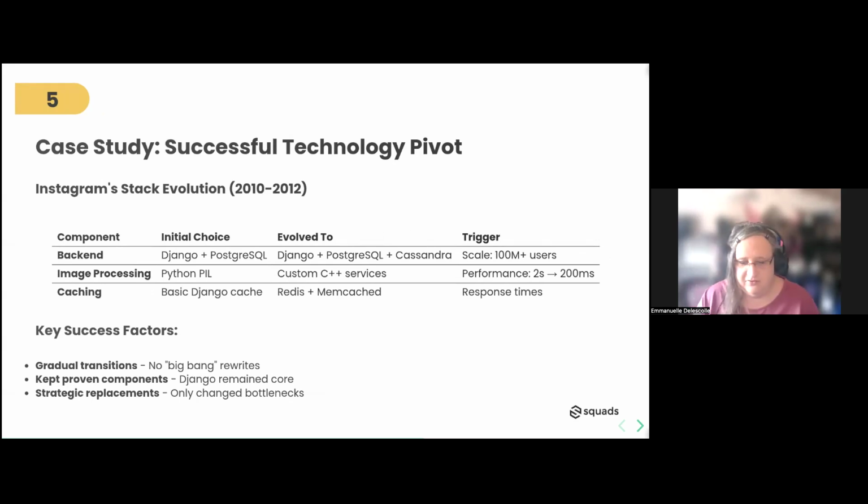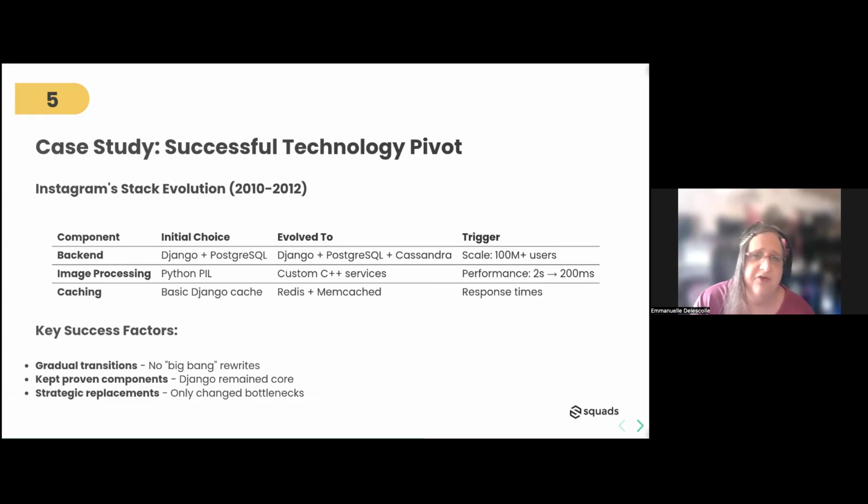To talk about a real-life example this time, Instagram started with Django and PostgreSQL as their initial technology choice. And when they started hitting more than 100 million users, this is when they started to see the limitations of their stack, and that they needed to start replacing pieces of it. They never did a big rewrite of everything. They always started replacing things one by one.